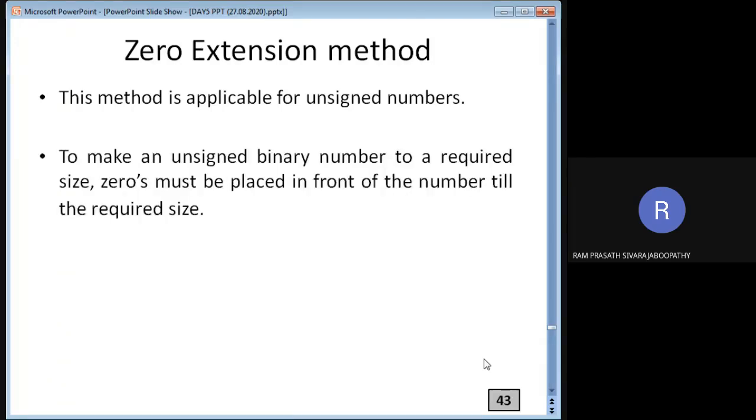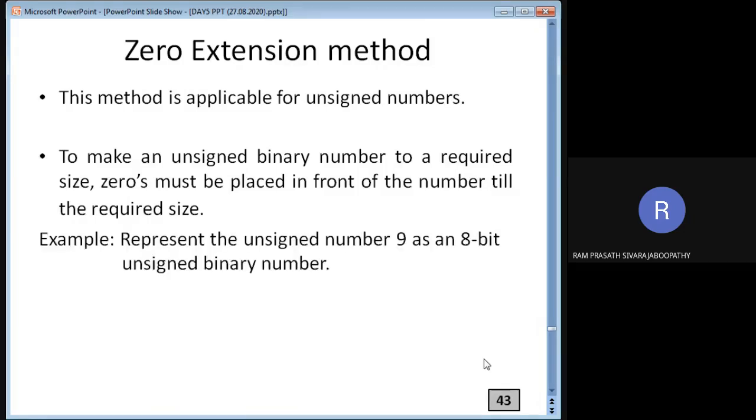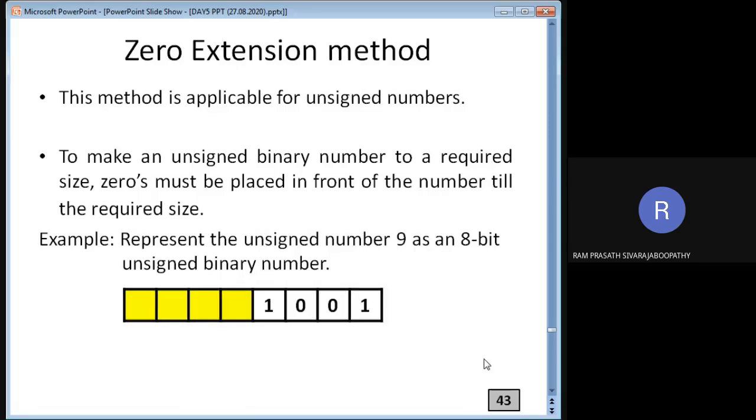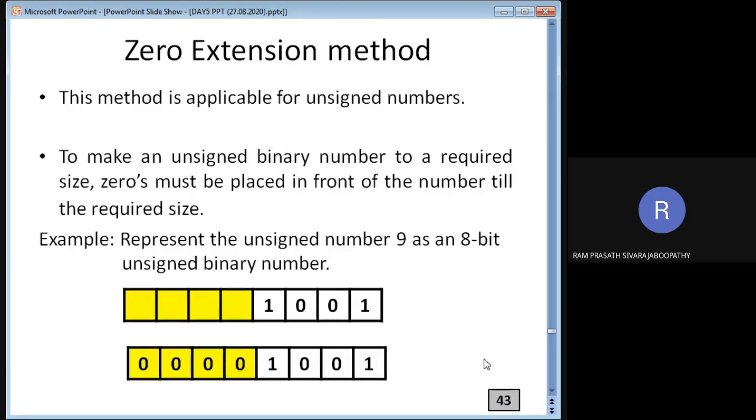To make an unsigned number to a required size, zeros must be placed in front of the number till the required size. ஸோ 9 வந்து எனக்கு 8 பிட்ல ரெப்ரசென்ட் பண்ணும். ஃபர்ஸ்ட் 9 எப்படி ரெப்ரசென்ட் பண்றோம்? 4 பிட்ல தான் வரும் நமக்கு. 1001. To convert it to an 8 bit, what I'm going to do? I'm going to add 4 zeros. 4 0 add பண்ணோம்னா எனக்கு என்ன ஆயிடும்? It becomes an 8 bit number. Is it clear for all of you?